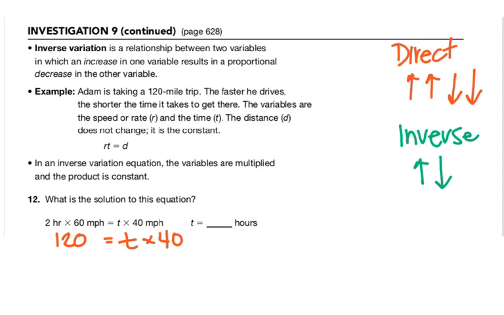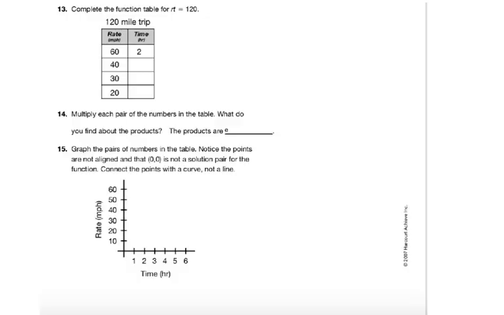We know that 3 times 40 would give us 120, so t equals 3 hours. So now let's move on to 13, 14, and 15.